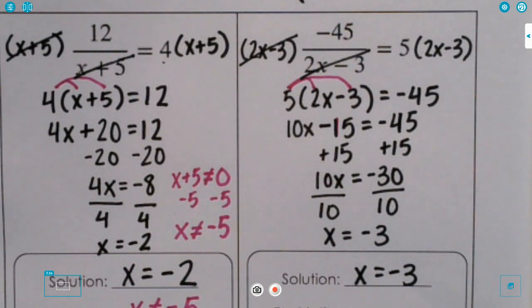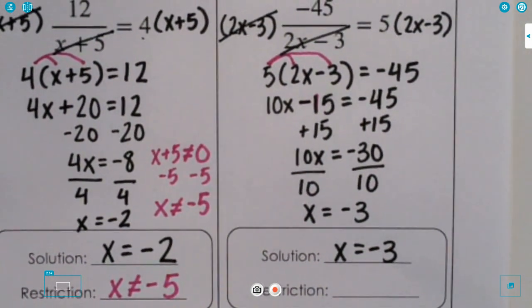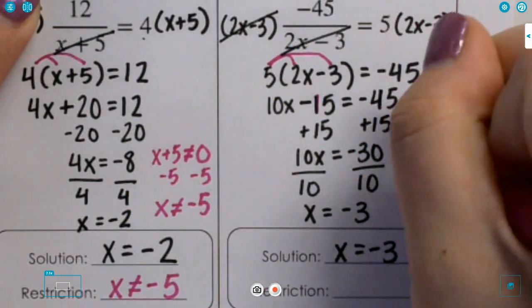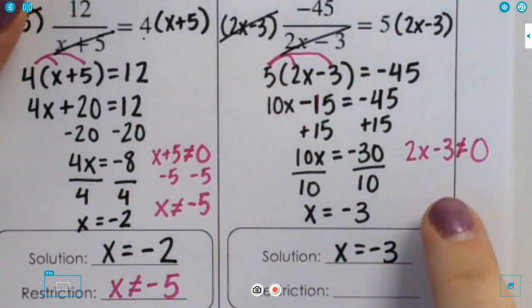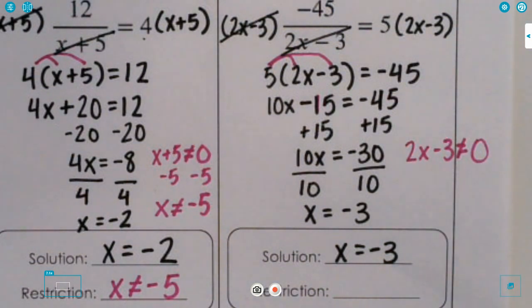Okay. Any questions about solving for x? So our other one, we are going to take 2x minus 3. We're going to set it not equal to 0 because we cannot have a 0 in our denominator. So we have to take the denominator of our fractions and set it not equal to 0.